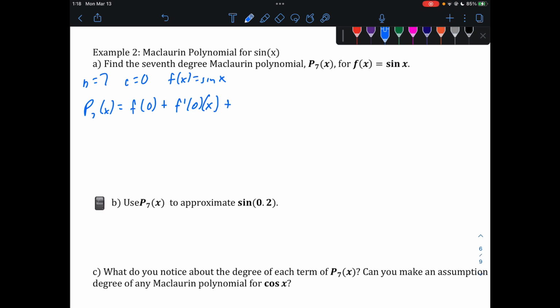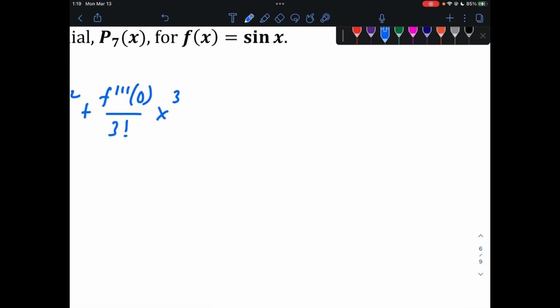Plus f double prime of 0 over 2 factorial times x squared. Again, it's x minus 0 squared, but just x squared for now. Plus f triple prime of 0 over 3 factorial times x minus c cubed, plus the fourth derivative at 0 over 4 factorial times x to the fourth.